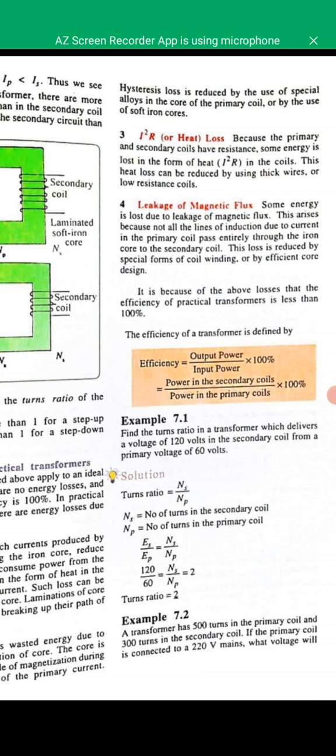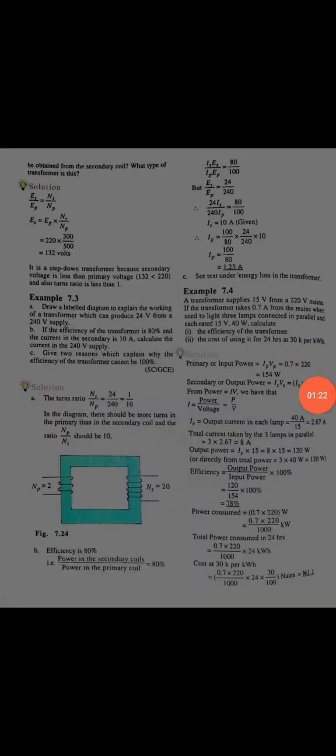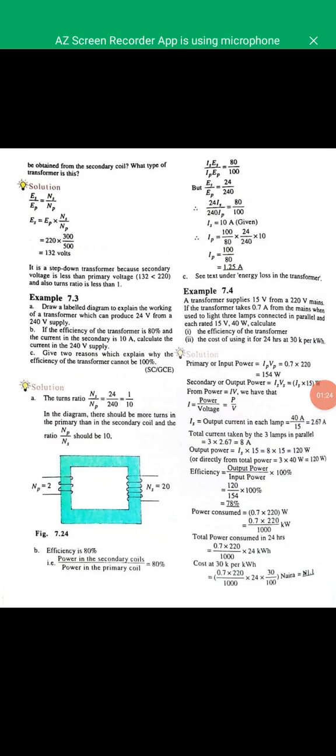Example 2 quickly. 7.2. A transformer has 500 turns in the primary coil and 300 turns in the secondary coil. If the primary coil is connected to a 220 volt mains, what voltage can be obtained from the secondary coil and what type of transformer is this?